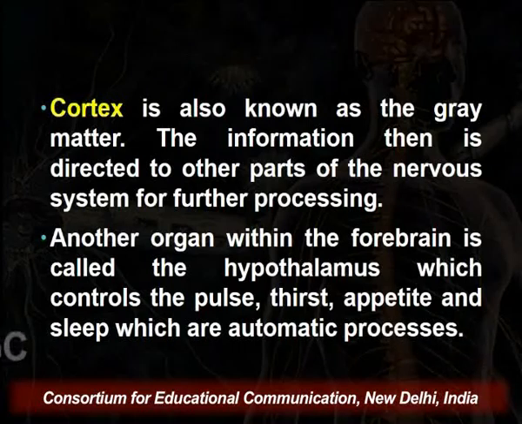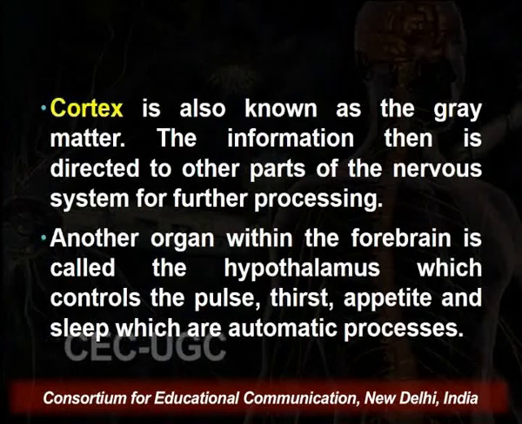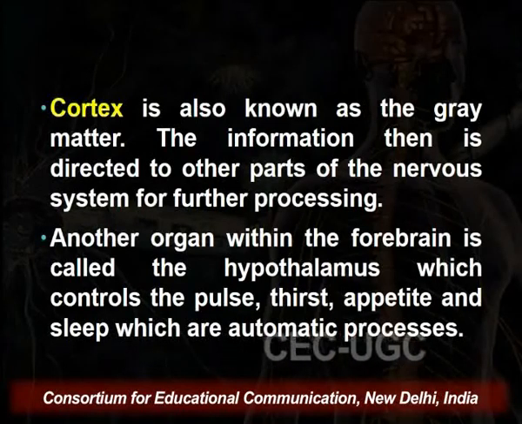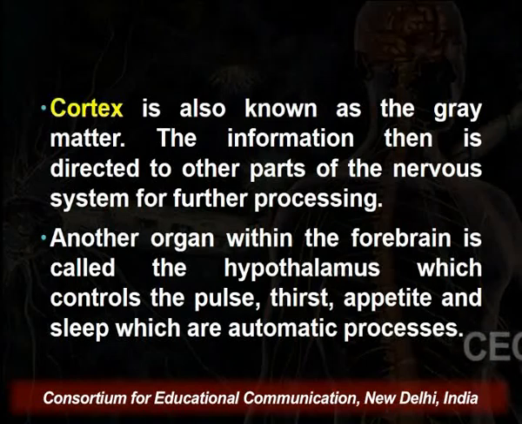What is important about this brain is that there is a cortex, which is known as grey matter. From the cortex, information is directed to other parts of the nervous system for further processing. So the cortex is very important in that it receives information and transmits further information to other parts of the nervous system. There is another important part which we have seen in the image, the hypothalamus, the part of the forebrain which controls pulse, thirst, appetite and sleep, which are automatic processes.